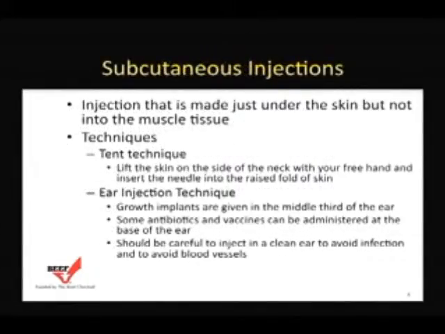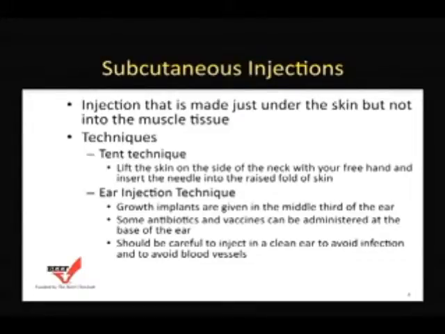Now, we'll also talk about two primary types of injections, subcutaneous and intramuscular. Prior to giving an injection, always read the label and see how the product needs to be utilized. If given an option between subcutaneous and intramuscular injections, always use the subcutaneous injection. Subcutaneous injections are given just under the skin and not into the muscle tissue.